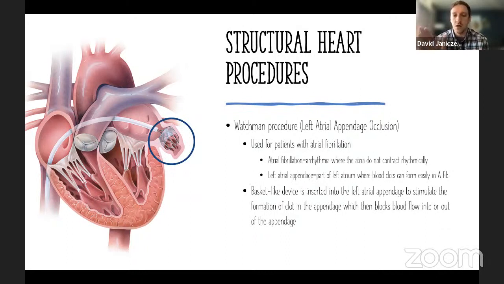Then a little wall forms there, and so the clots can't get out. The clots just stay there. Blood doesn't go in and blood doesn't come out, so it just clots off the appendage. You don't really need the appendage to survive, so that's not going to be an issue going forward. It's more risky to have the clots in there and potentially come out without the basket. So this device is really awesome, and has been used for years now.